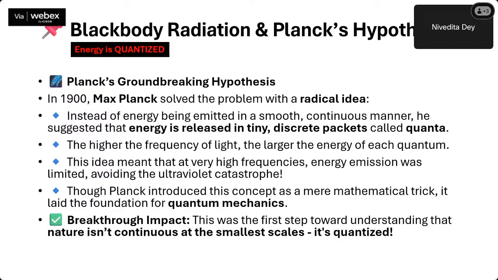So you can actually observe it. So in short, what do you mean? In short, you mean that light is nothing but discrete energy packets. It is in the form of particles, which are energized forms of, say, just packets of quantized energy, right? So this was the first step toward understanding that nature isn't continuous at the smallest scale. It is rather quantized.